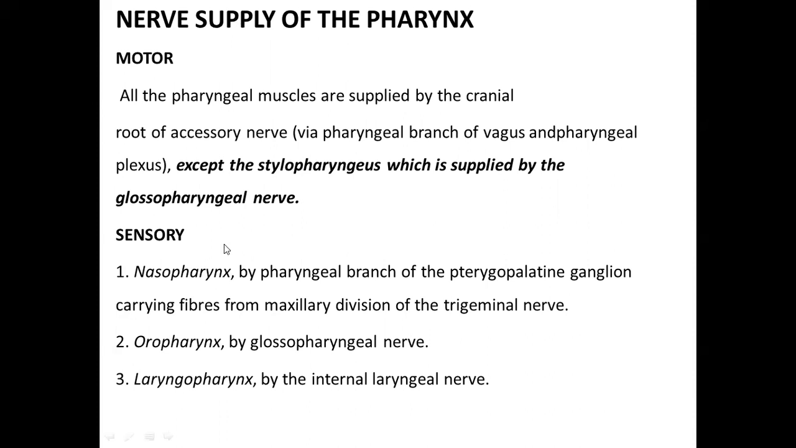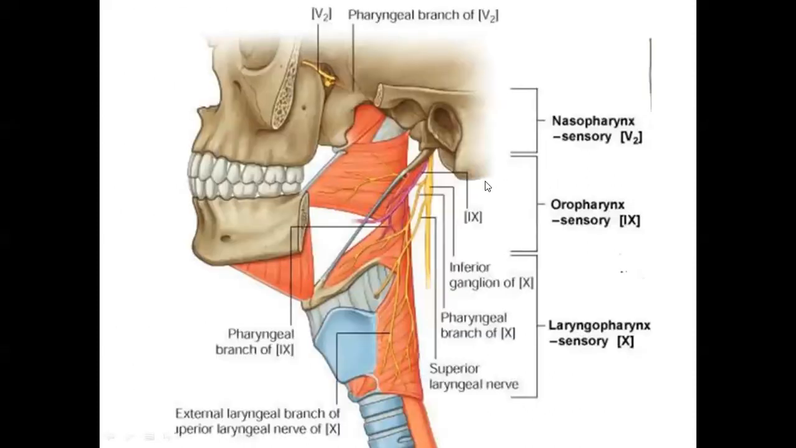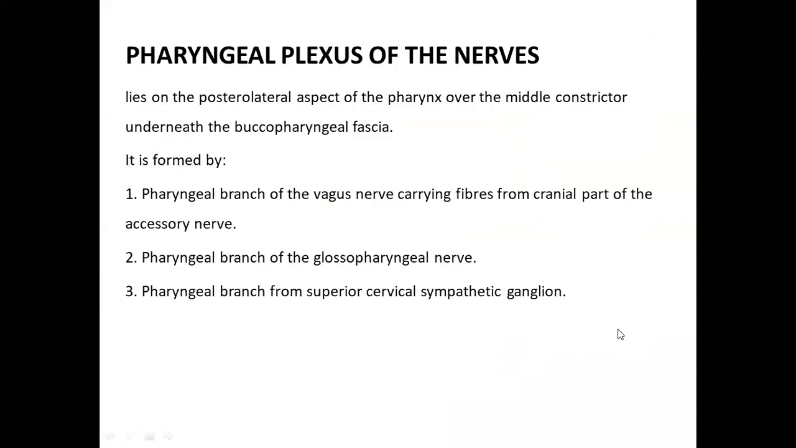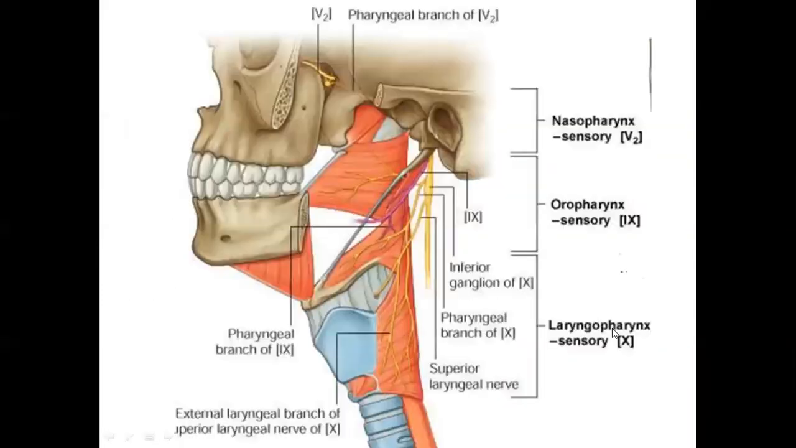Then the sensory supply. When we look at the sensory supply of this area, the sensory supply of the nasopharynx here is by the pharyngeal branch of what? Of the pterygopalatine ganglion. As you know, the pterygopalatine ganglion carries fibers from the maxillary division of the trigeminal nerve. Then we have the oropharynx. The sensory supply to the oropharynx is via the glossopharyngeal nerve, whereas that to the laryngopharynx is by the internal laryngeal nerve.